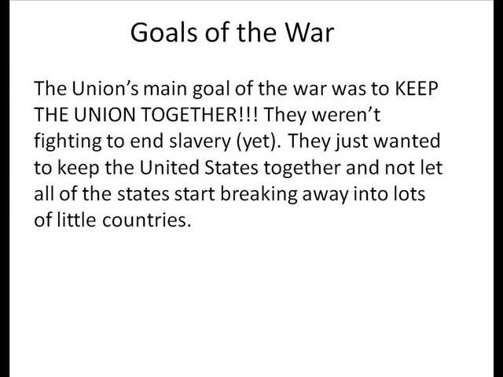He was afraid that if the South was allowed to leave, then at other points other states may leave, and that the United States could eventually break apart into a lot of little countries or just individual states. He didn't want that to happen. He wanted the United States to be able to stay together, stay strong.